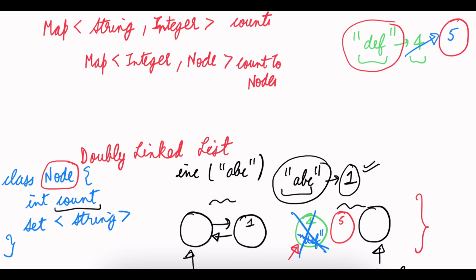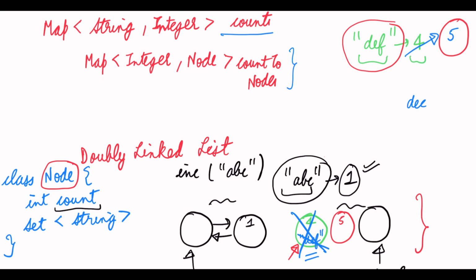We can delete that node from our doubly linked list and also remove that mapping from our count to nodes hash map, and also update this hash map with the new count for the key DEF. Using a similar approach, we can implement our decrement function as well.